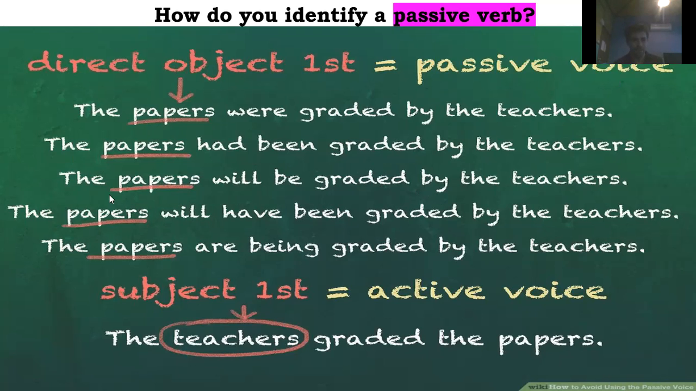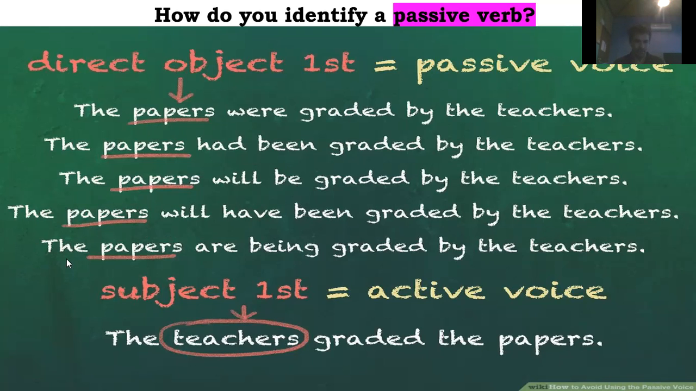Then we can change it some more. The main thing you need to remember here is the direct object. Passive verb, object first, subject last, verb always in the middle. The papers will have been graded by the teachers. Again, now we have will be graded or will have been graded. Objects in the front, right? The subject stays the same.